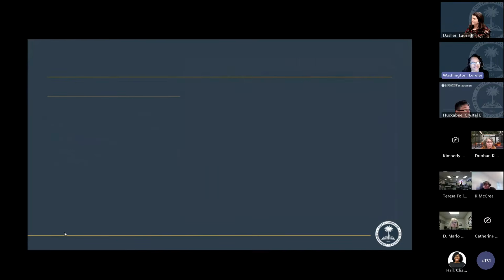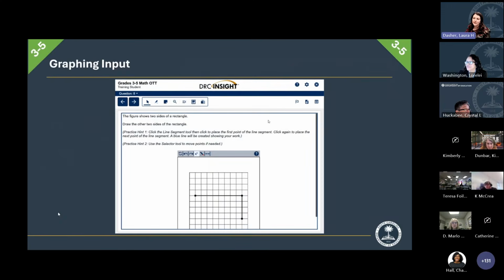Yes. All right, so we are going to go over all the item types students will see for grades 3 through 5. I know this is the big new thing. There are 10 item types that we will be going over and what students could experience during testing. The first item type we are going to look at is the graphing input.